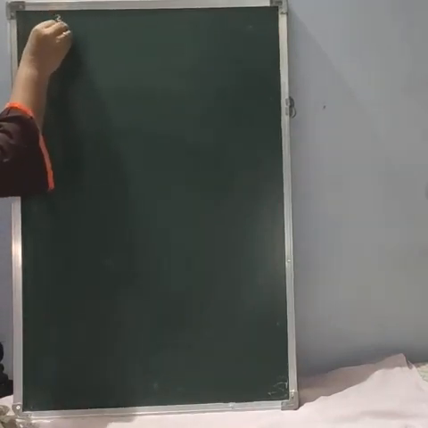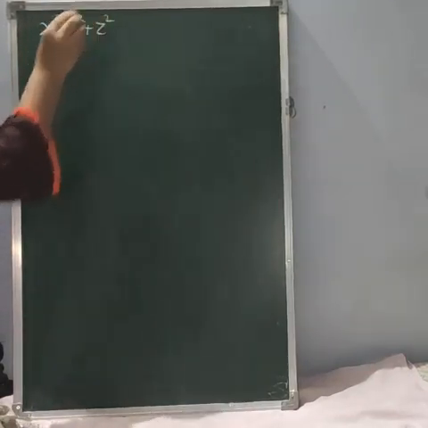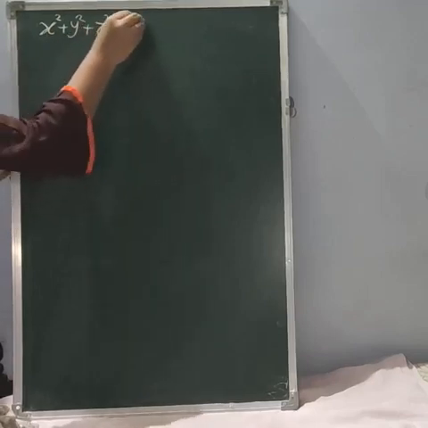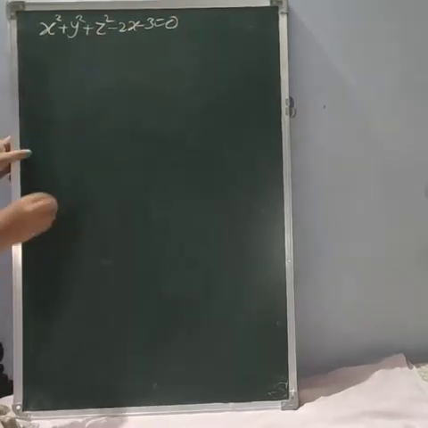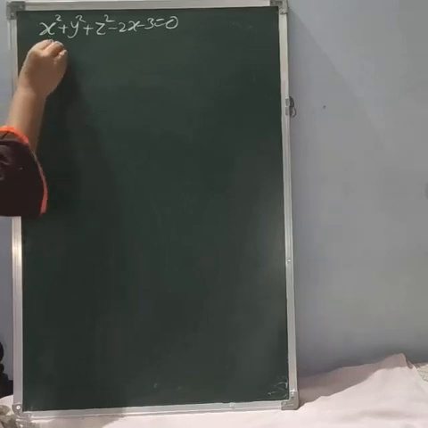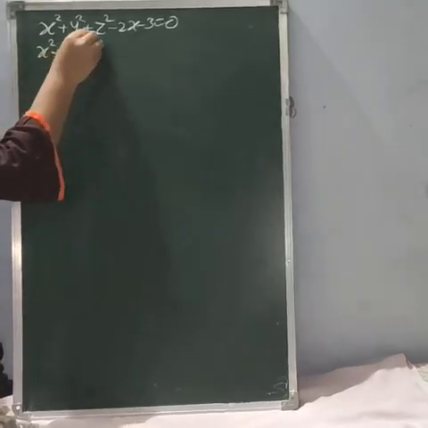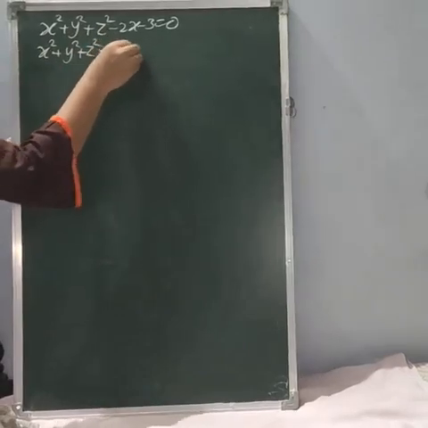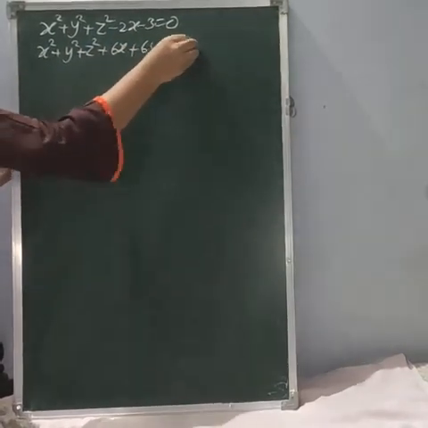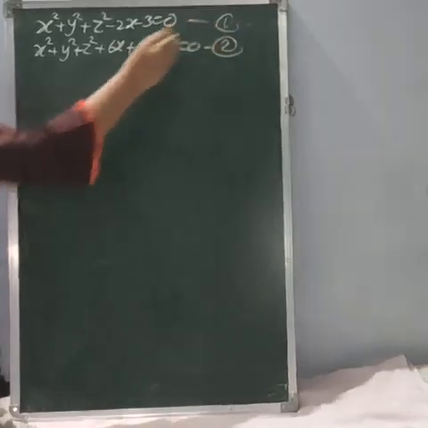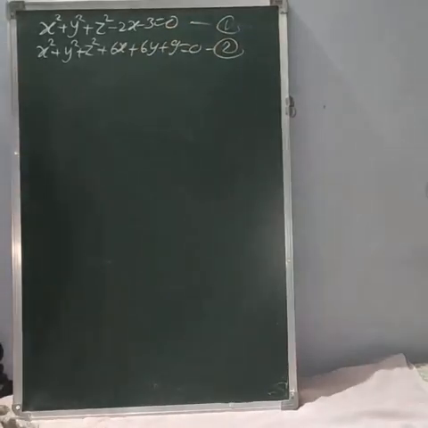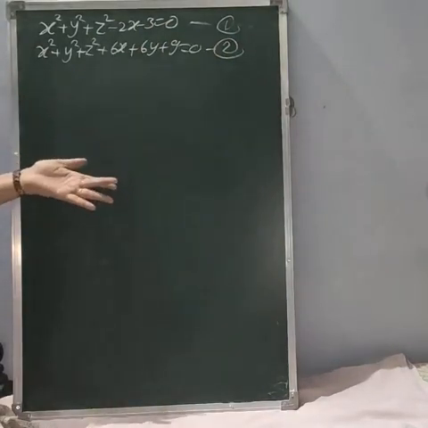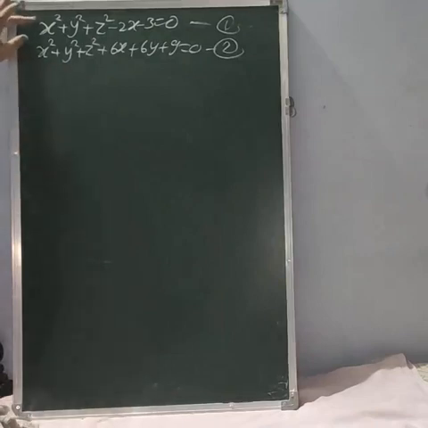The first question is: show that the given spheres x square plus y square plus z square minus 2x minus 3 is equal to 0 and x square plus y square plus z square plus 6x plus 6y plus 9 is equal to 0 touch externally. To show that, we want the condition C1 C2 is equal to R1 plus R2. So for that, we want the center and radius of both spheres.